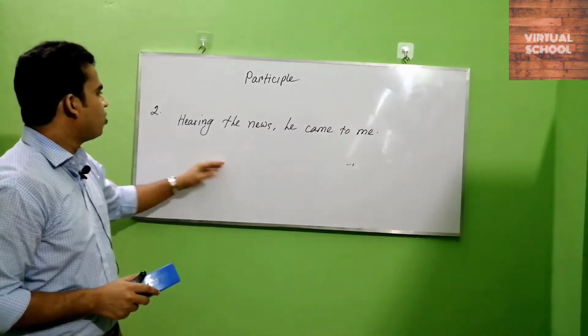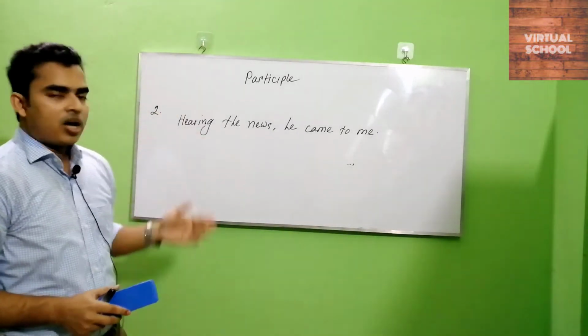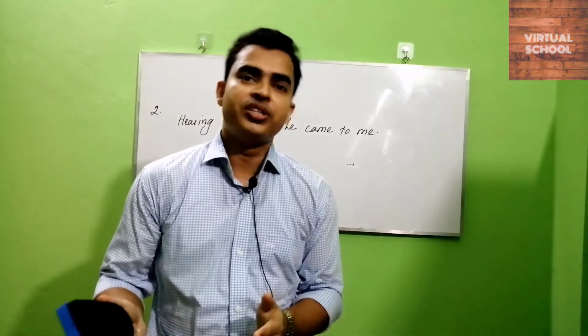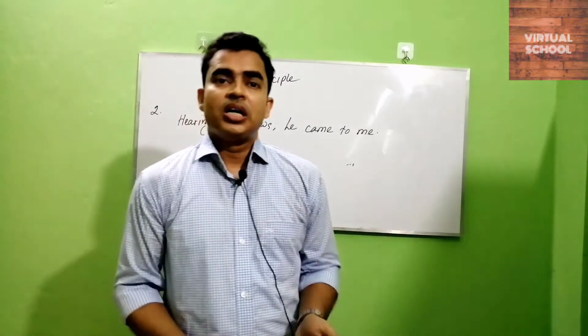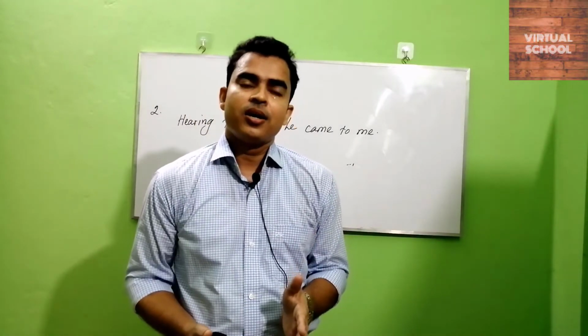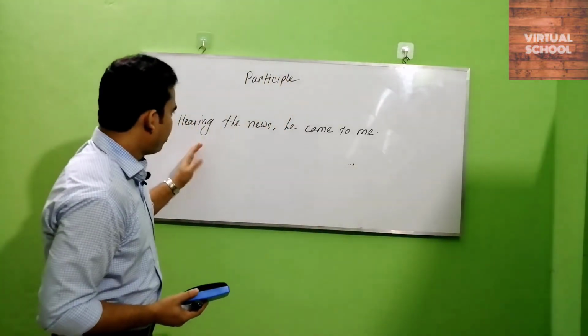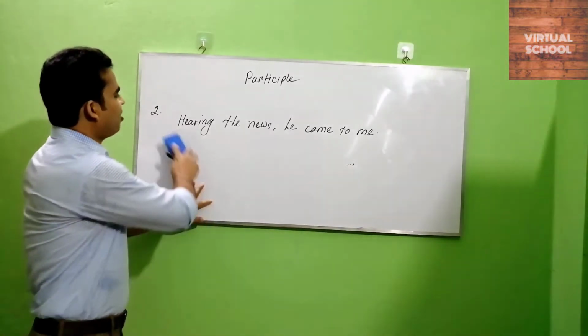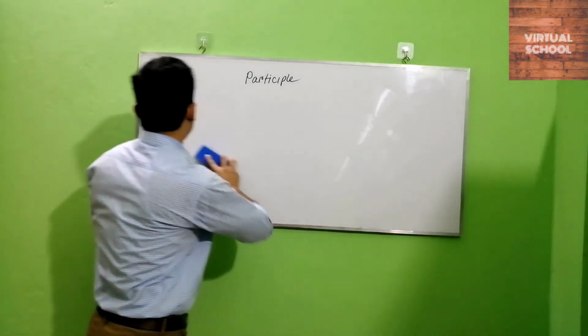Okay, so like this sentence, closing the door, I went out. Seeing him, I went there. Here, closing, seeing, hearing, all these are present participle. Okay, now let's see another example here.